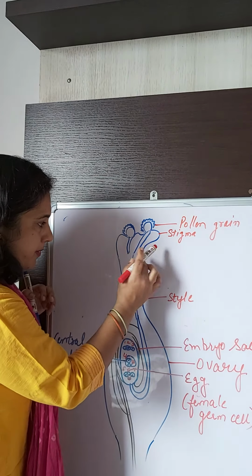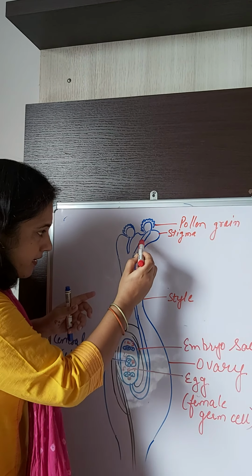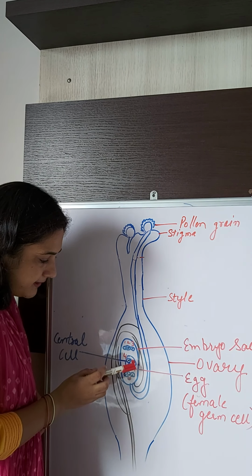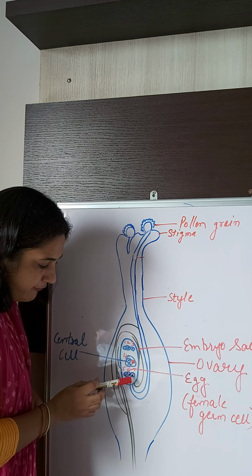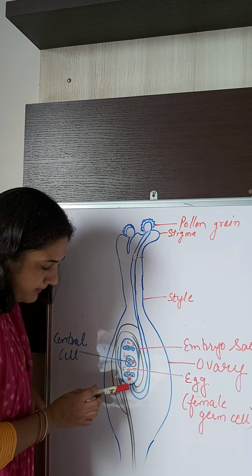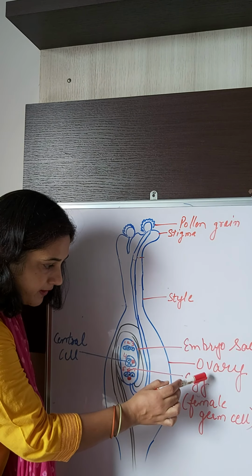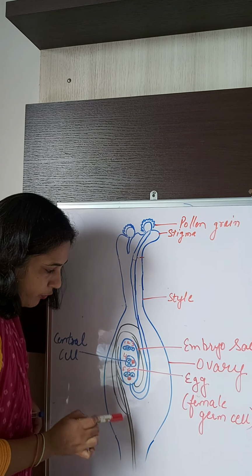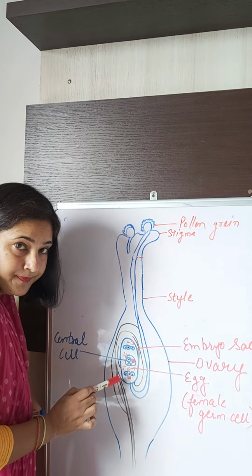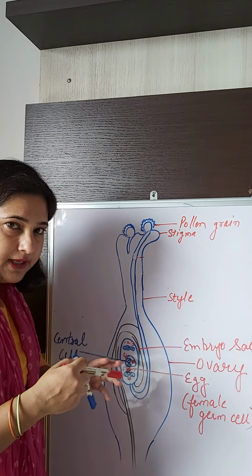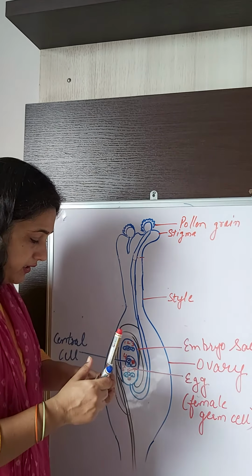Now this pollen grain produces two male gametes, these red dots, if you can see. I have mentioned them here as the first male gamete and the second male gamete. This is the ovary, and inside the ovary there is the embryo sac. Now look here very carefully. It's very interesting. It's not given in NCERT, but I just want to make it very clear to you.